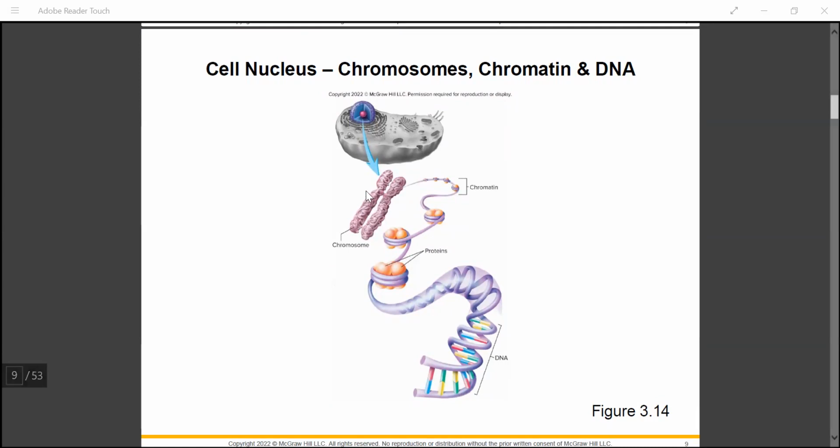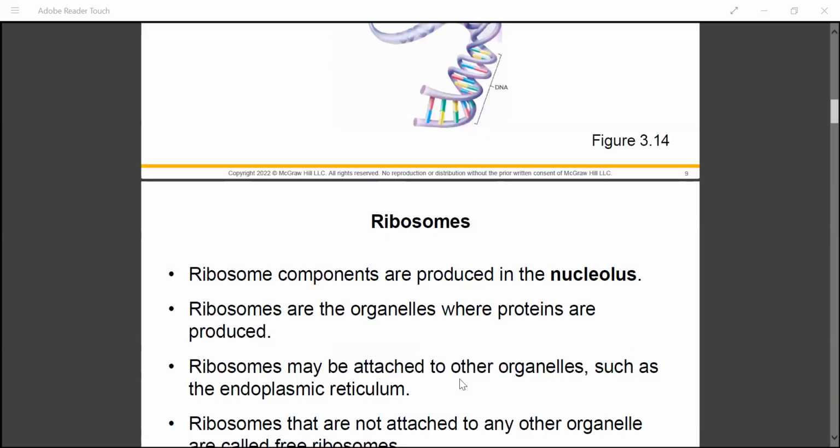So this shows our tightly wound chromatin into a chromosome. Chromatin itself is much more loosely wrapped, and then we have our DNA, or that ladder-like structure that's twisted.